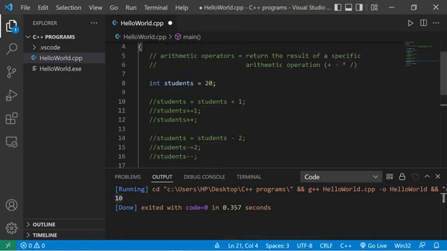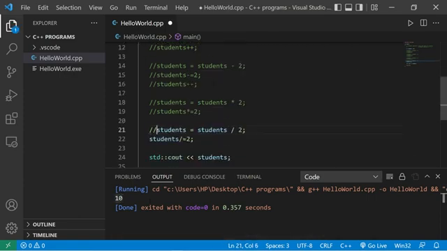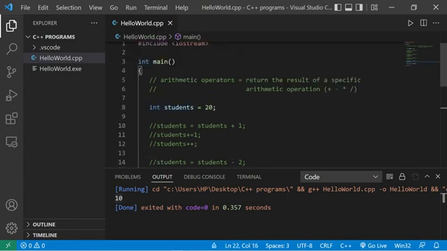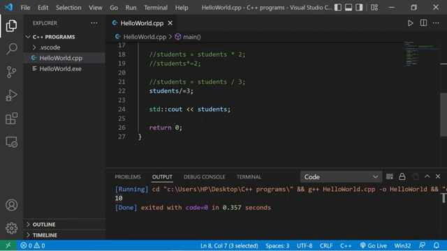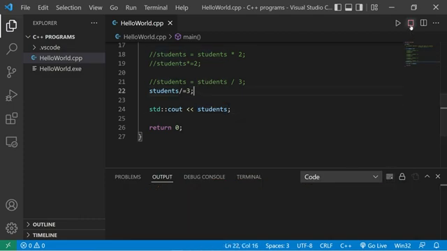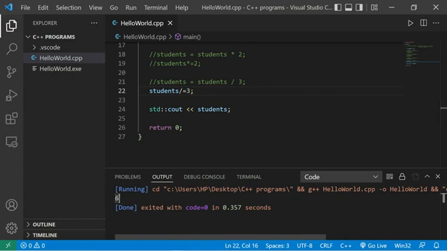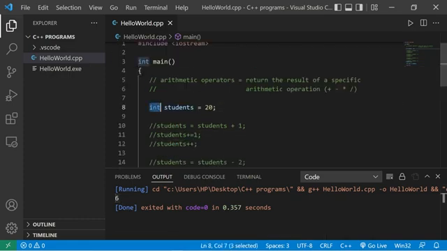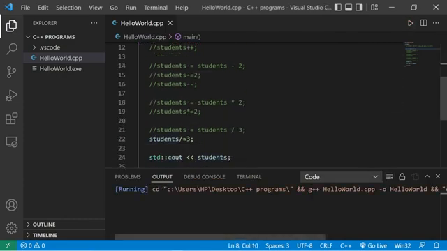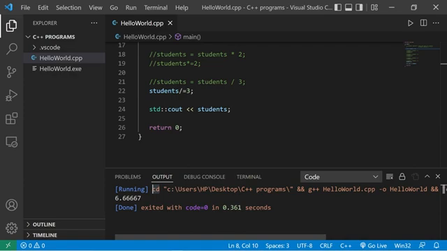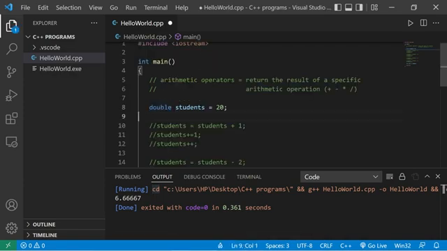Now check this out. We have 20 students. What if I divide students by 3? We're working with an int variable, so this variable can't hold any decimal portion. 20 divided by 3, that is 6. So any decimal portion is lost, it's truncated. But if we change students to be a double, well then that decimal portion is retained. 6.66 repeating students.